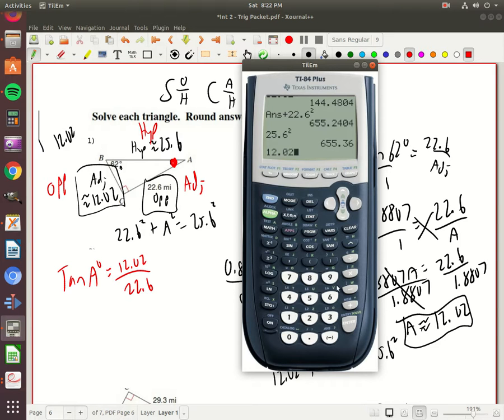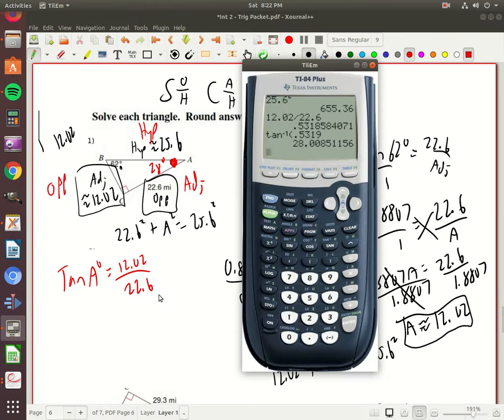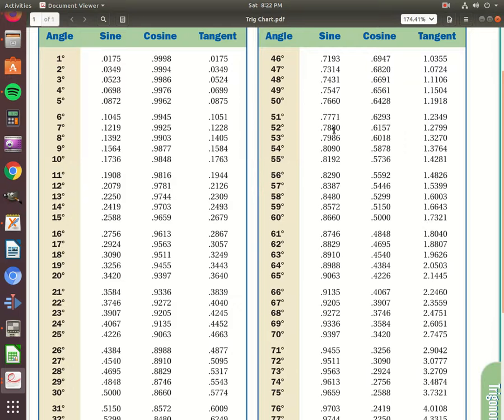And again, I can use a calculator and say 12.02 divided by 22.6, and I'm going to get 0.5319, so I want to know what the arctangent of 0.5319 is. I'm going to get 28.00 degrees. Or, right, I already have that it was 0.5319, so let's look at the table and see what tangent gives me for 0.5319, and you can see very close to 28 degrees, 0.5317 instead of 0.5319.